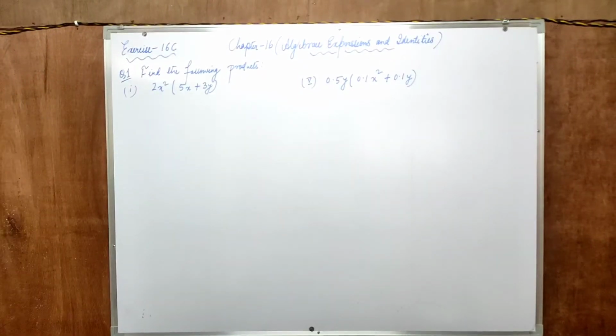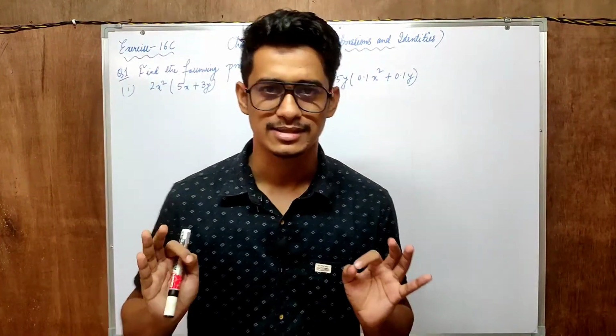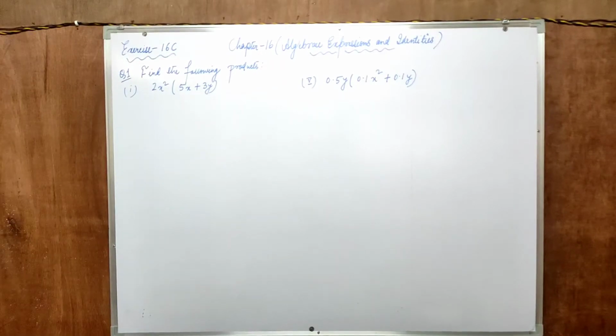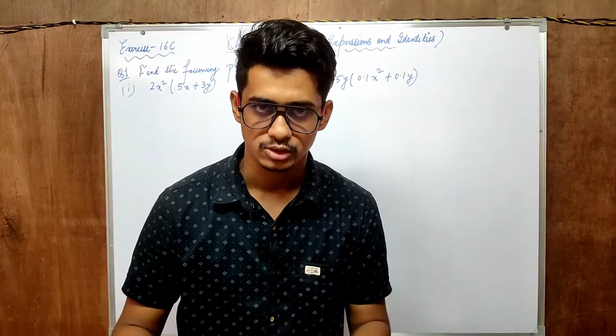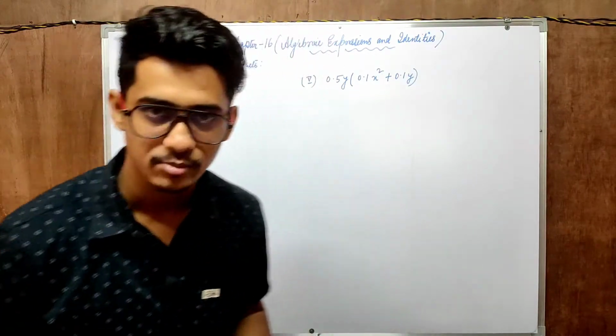Find the following products. Product means what? I know that multiplication is a sign of product. Now in this question, what the question has written is 2x square bracket 5x plus 3y. Whenever the bracket comes, you have to open up the bracket. So how to do it? That is the main problem.